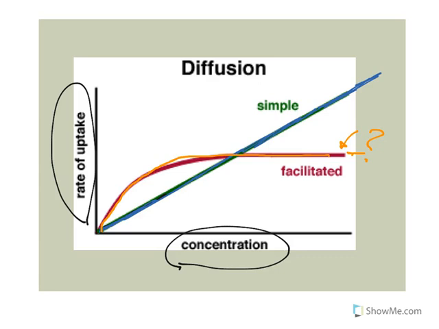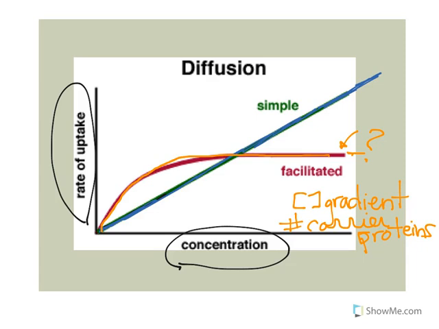So things that will influence the rate of facilitated diffusion would be concentration gradient, that's one, and another would be the number of carrier proteins. Okay.